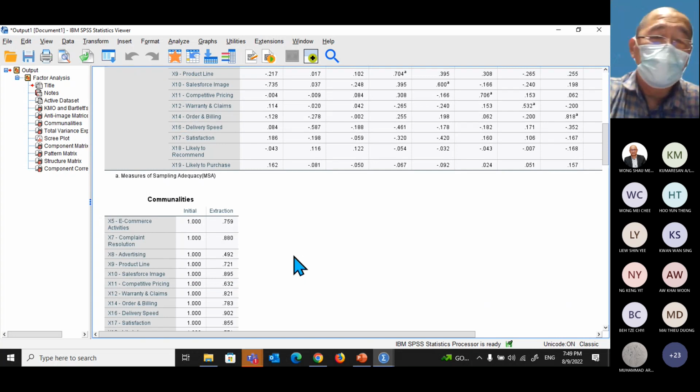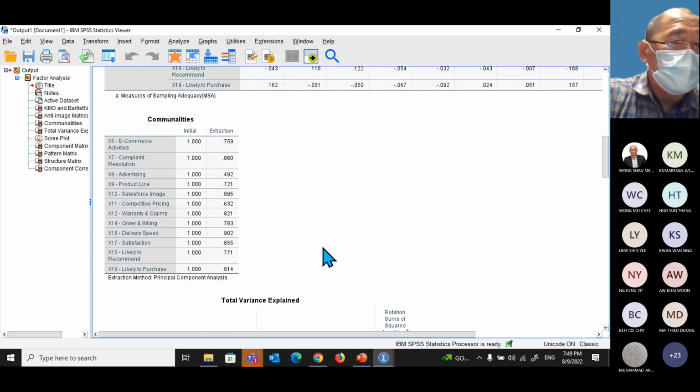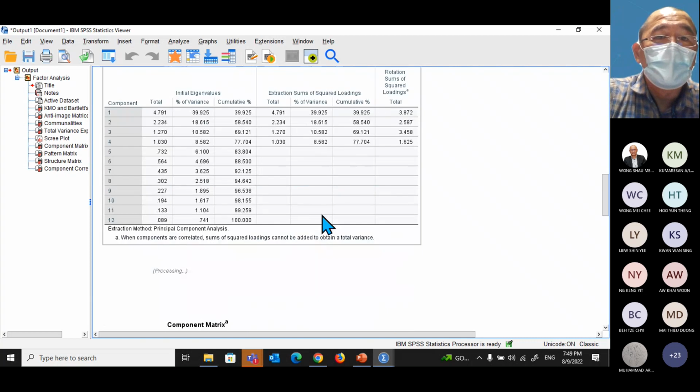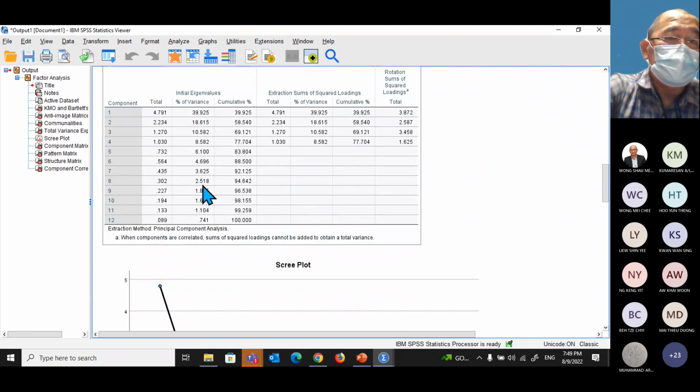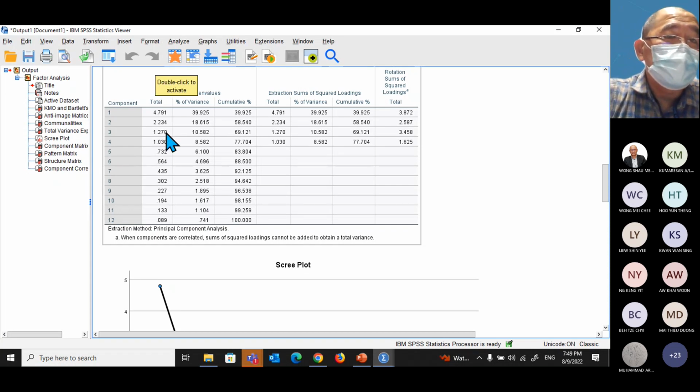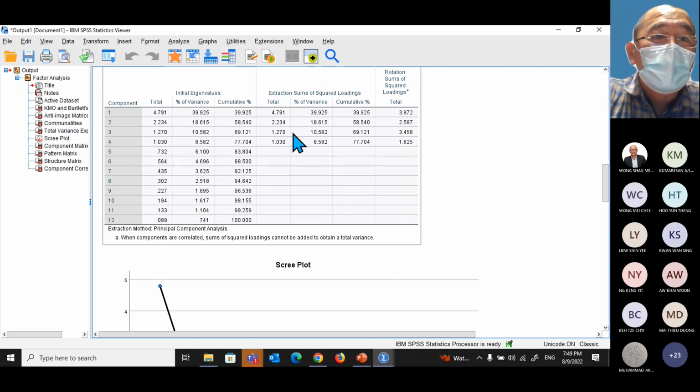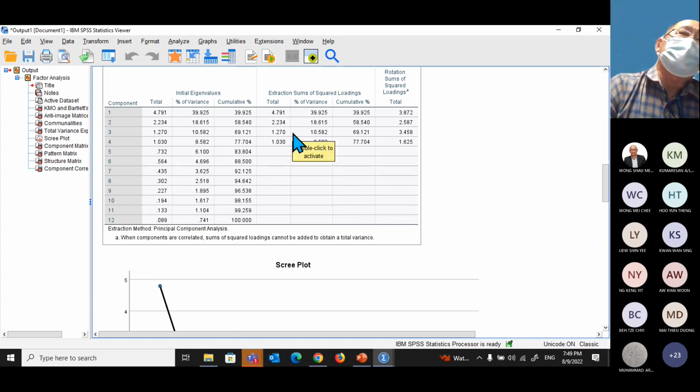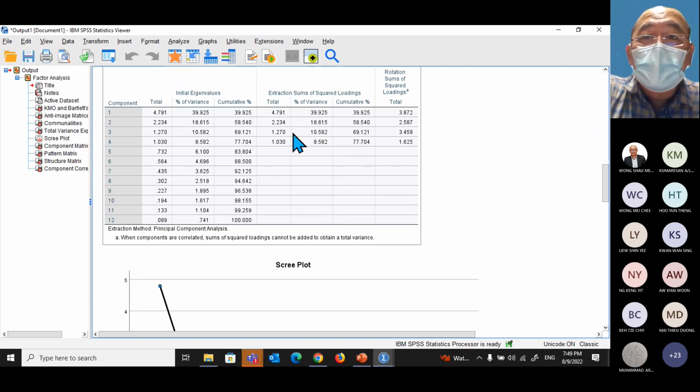Okay. So if no problem, now we see the eigenvalue. We discussed this a little bit, means we should extract four factors. You see this column total. All the values here are above one. So we take 1 until 4. The rest not important. So means we extracted four factors from here.